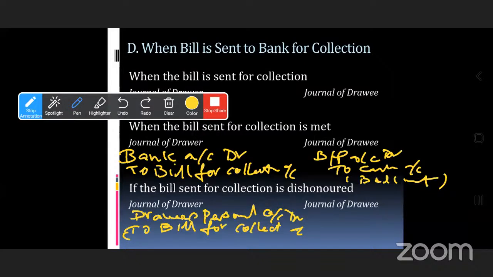And in the books of the drawee, here we will be writing as bill payable account debtor to drawer's personal account. That is bill dishonored. So these are the 4 options where the drawer will be using. Understood?